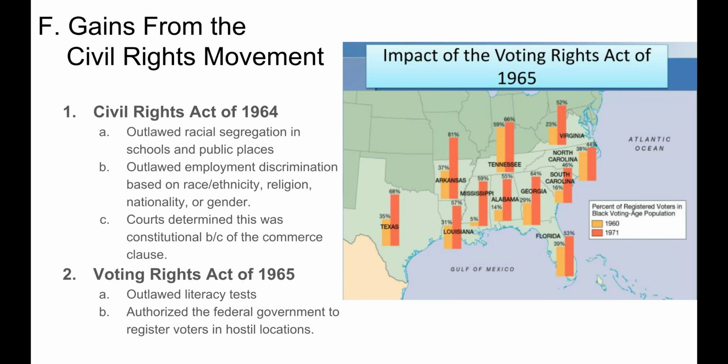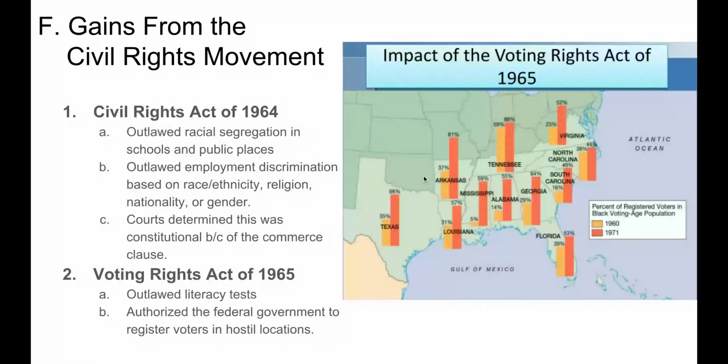So it's substantial here. So this ends the Jim Crow era, right? It ends de jure segregation, and just a pivotal moment in American history. The Voting Rights Act of 1965 addresses the issue of the voting disenfranchisement laws by outlawing the literacy tests and authorizing the federal government to register voters in hostile locations, in which voter intimidation and other factors were used to prevent Black Americans from voting and registering to vote.